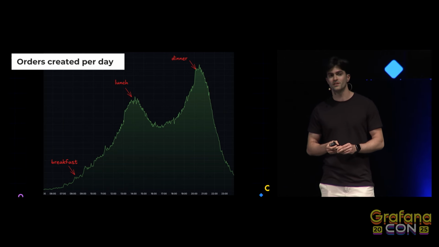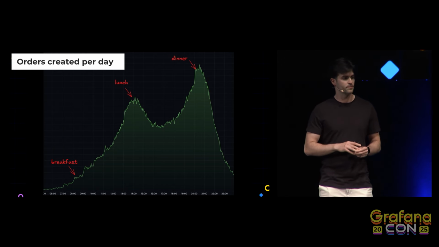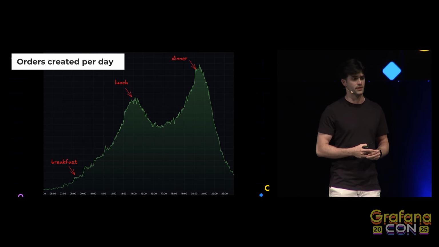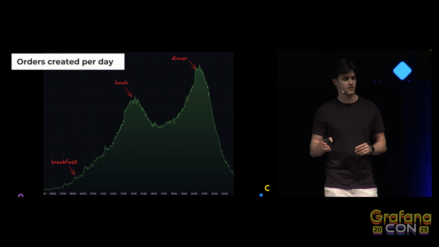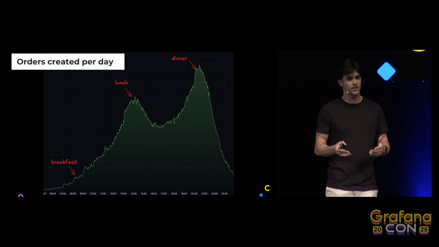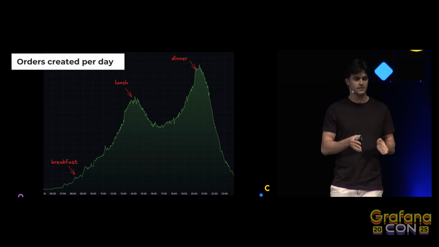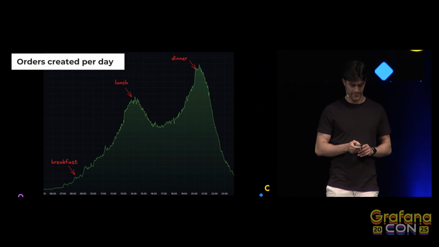To give you more insights into our business, this is one of the most important metrics we have in Glovo. It's called the orders created metric. As you can see, the volume per day has different peaks at different times of the day. For example, at lunch or dinner, we have many more orders. And as you can imagine, an incident at lunch is much more impactful than one at breakfast.